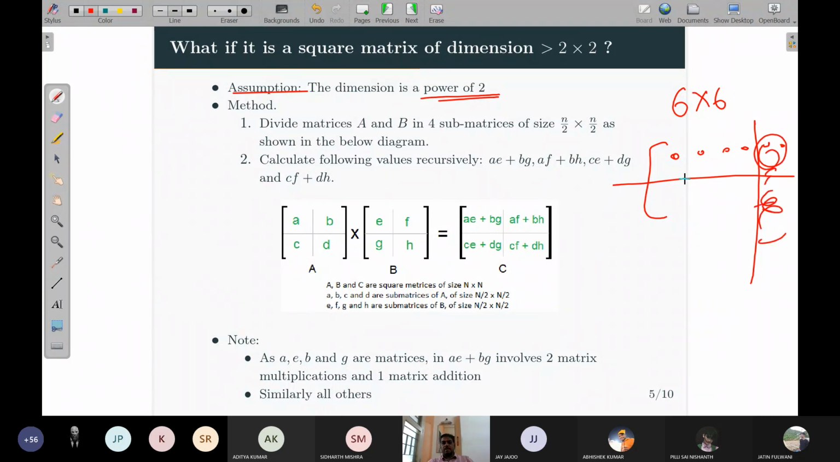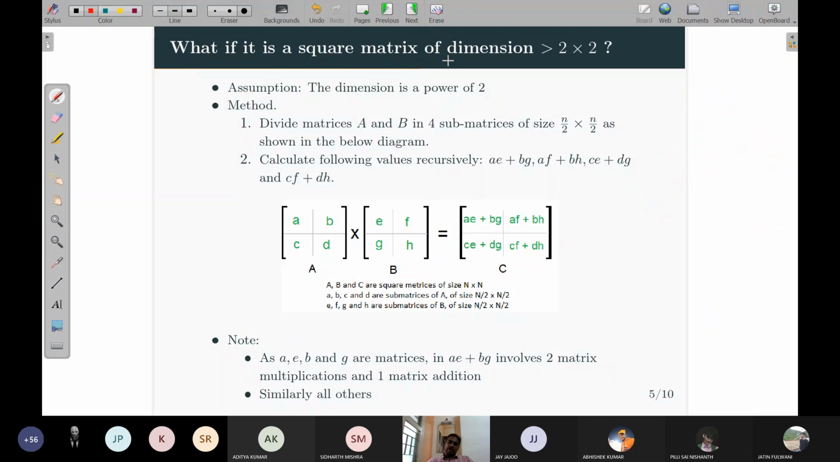So to apply the divide and conquer strategy for matrix multiplication, we assume that the dimension of the matrix is a power of 2. So either you have a 4 by 4 matrix, or 8 by 8, or 16 by 16, or 32 by 32. If the dimension is a power of 2, then you can easily divide the matrix and reach our base case. What is our base case? Base case is 2 by 2. We will directly multiply.